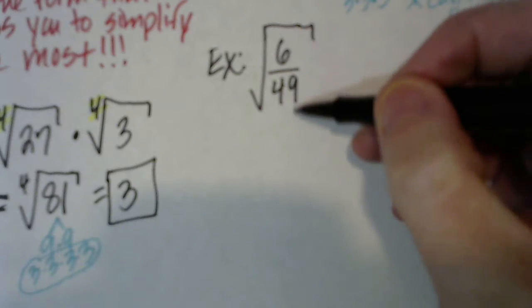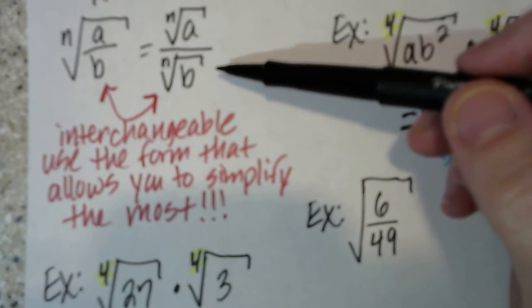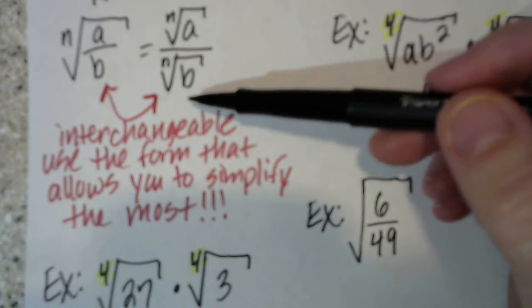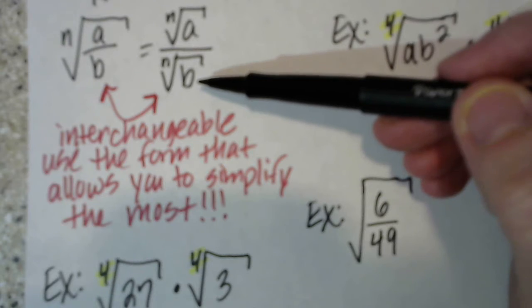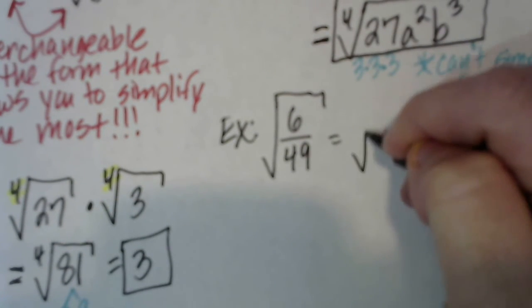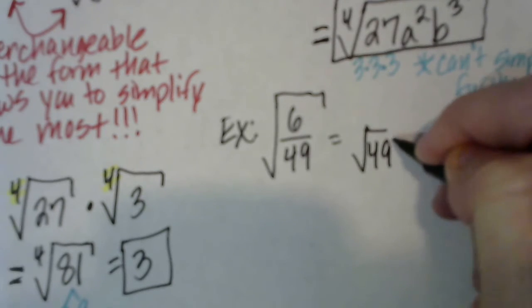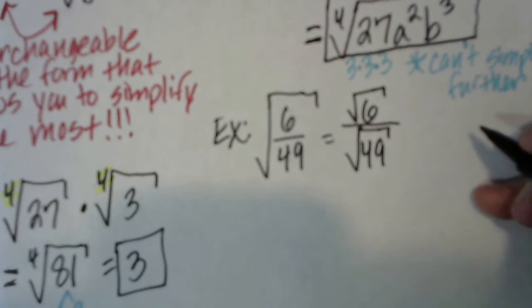So square root of 6 over 49. So I know that I can use this interchangeably. It's going to work to my advantage because if I split it up, I can treat the numerator separately from the denominator. And that helps me here because in this denominator, I have the square root of 49. And we know that that is 7.